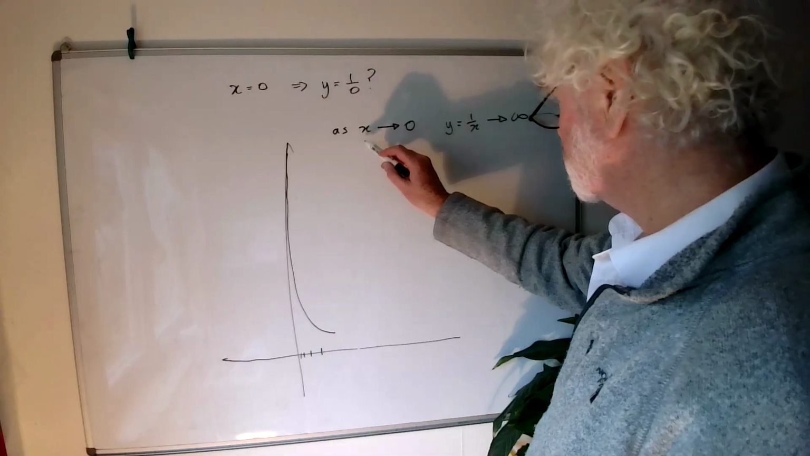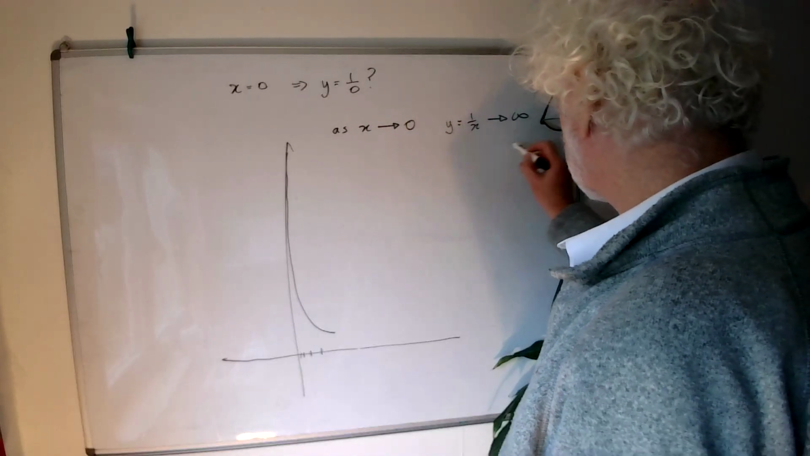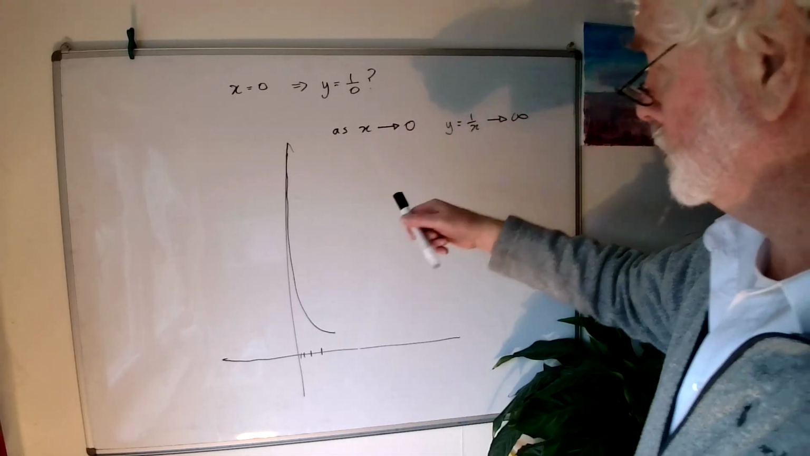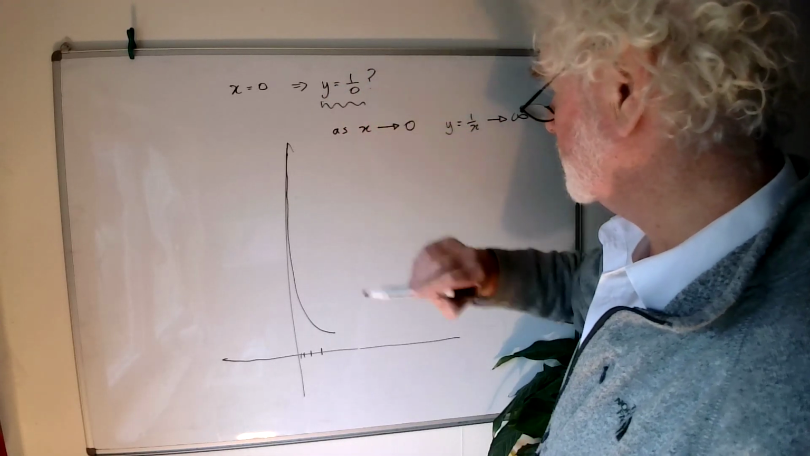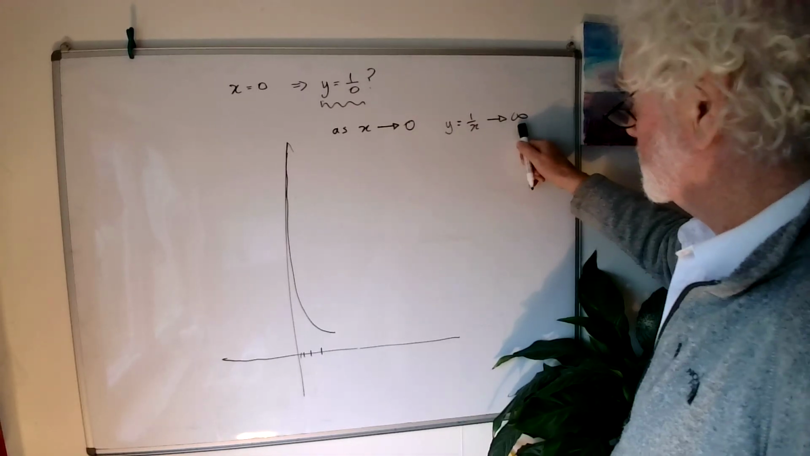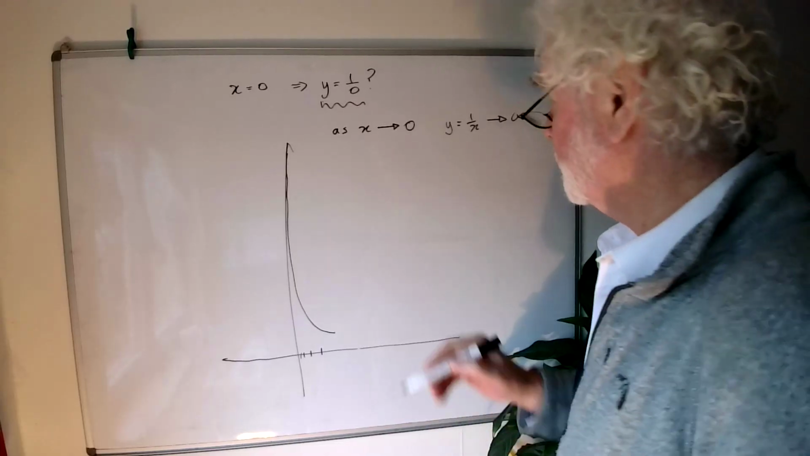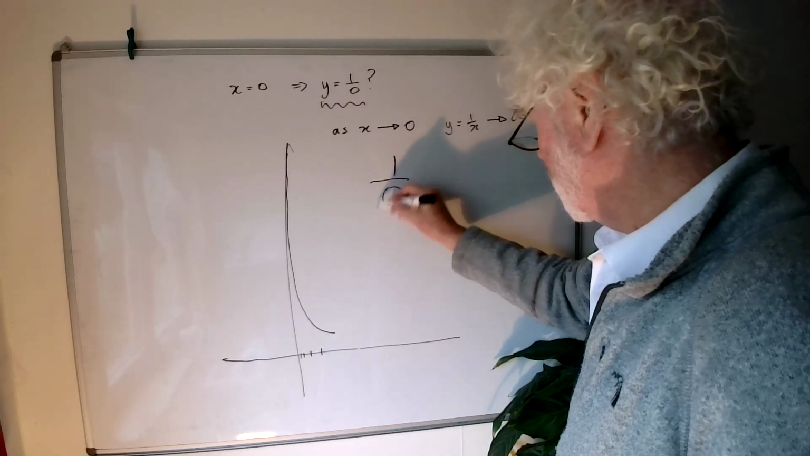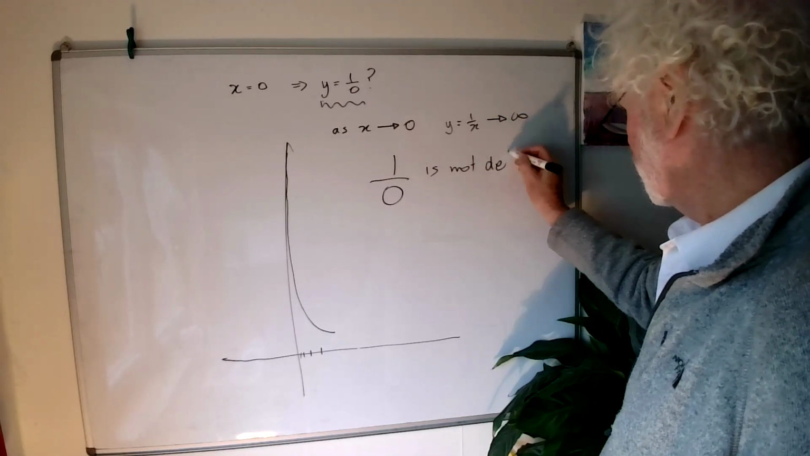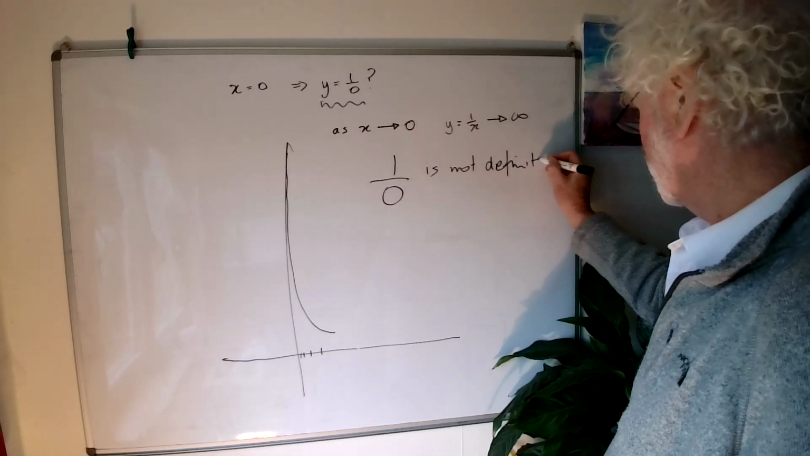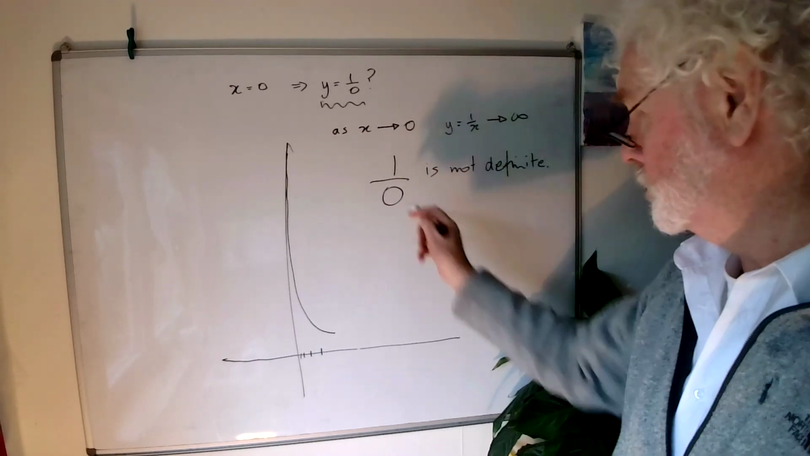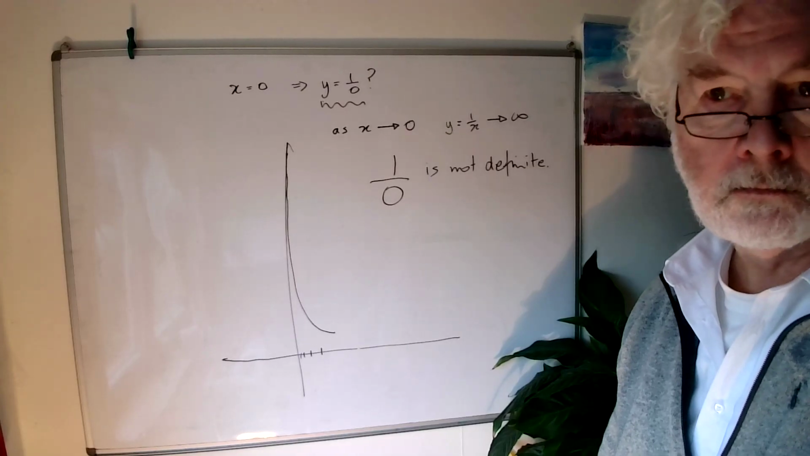So we use this kind of notation. We can say these for definite. We can't say this for definite. The point is that because infinity is not a definite number, 1 over 0 is not definite. It's not usable. Interesting though.